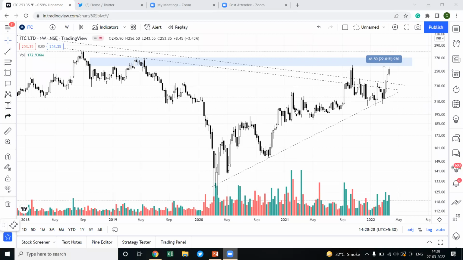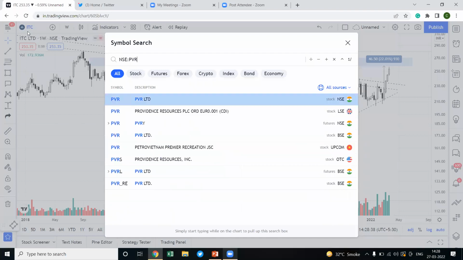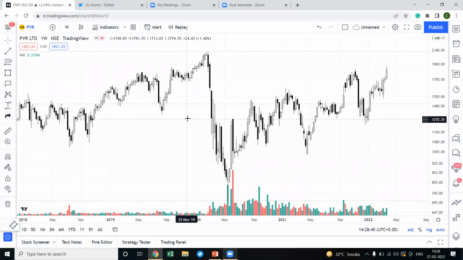I'll cover two of these. I'll cover PVR and NIIT. Tata Elxsi has already moved a lot, but we'll cover two of those. So PVR and INOX are looking good.